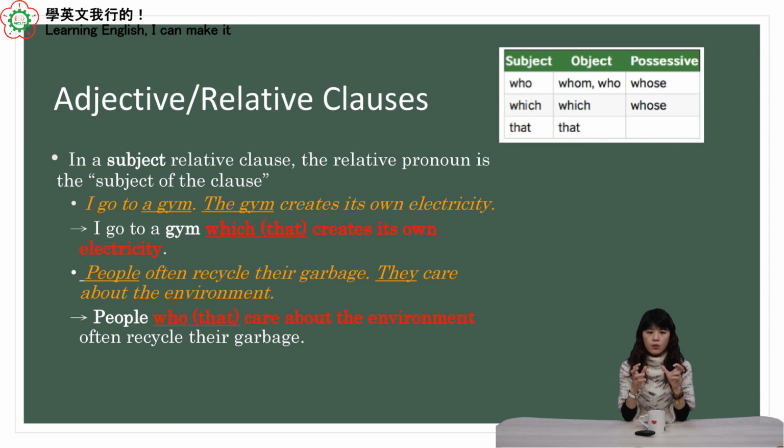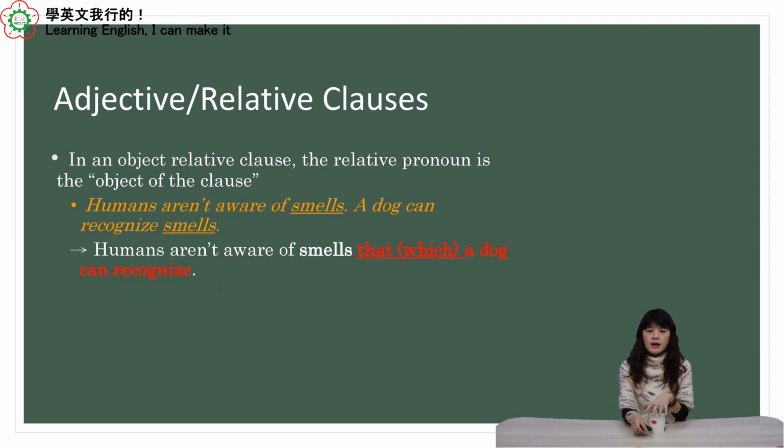Then when we read the sentence, we will know the relative clause starts from "who care about the environment," and "who" is the relative pronoun to represent people. The second situation in relative or adjective clauses is to use the relative clause as an object.